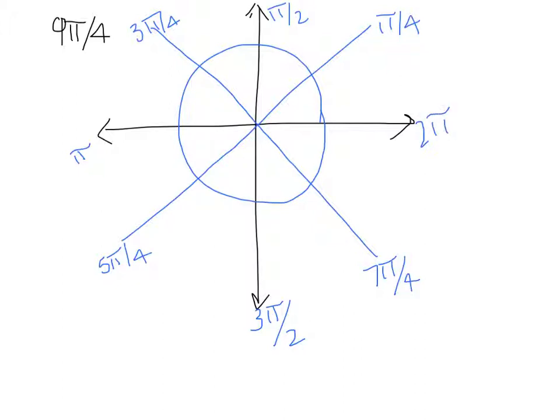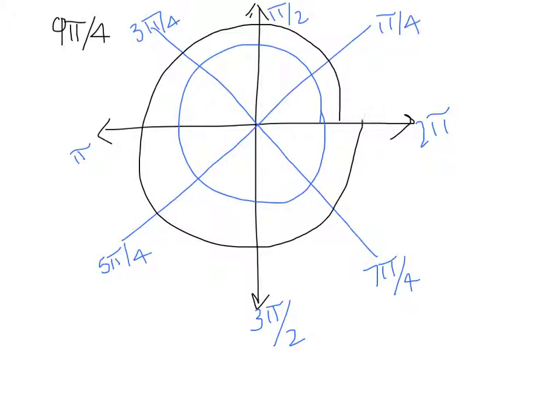So there's two ways you can do this. You can keep counting around until you get to 9 pi over 4. So it'll look like this. After 8 pi over 4, then it'll be 9 pi over 4. So you'll start here, you go all the way around. So that was 8 pi over 4. This will be 9 pi over 4.